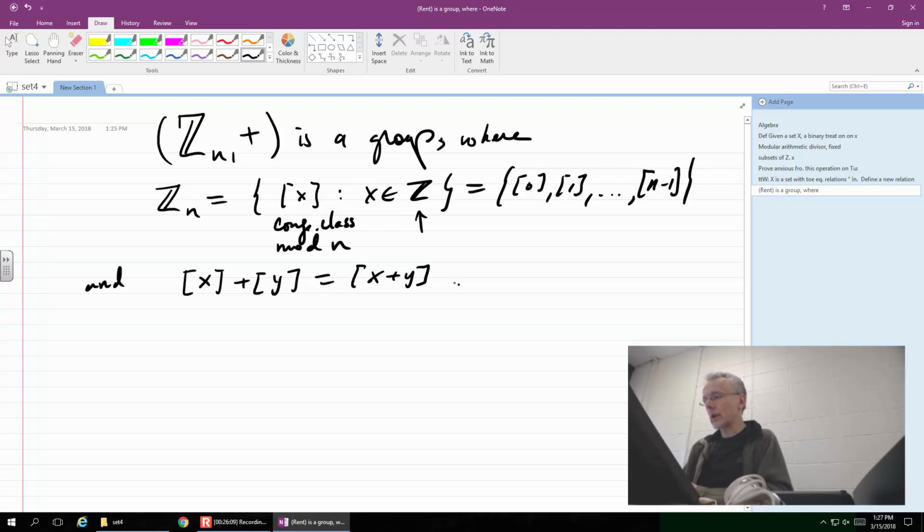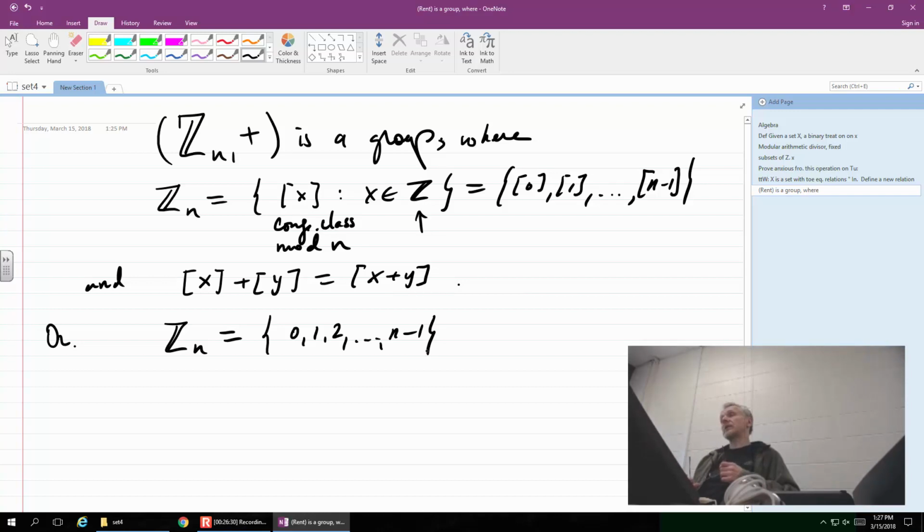You can tweak it a little bit and alternatively write it like this, just to simplify things. Zn is simply the set of numbers from 0 to n minus 1. So not equivalence classes, you can just leave it alone and pick the remainders on division by n, and there are n of them, and so we don't have to deal with brackets. That will make our life easier. But then what is the operation? x plus y is equal to what? It is equal to x plus y mod n.